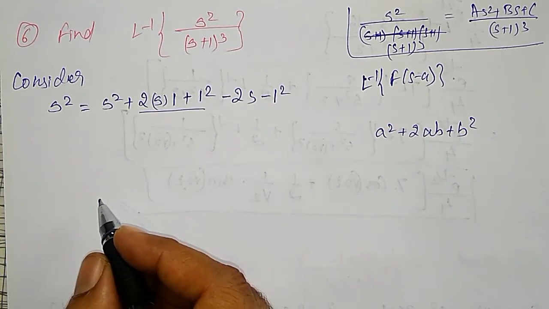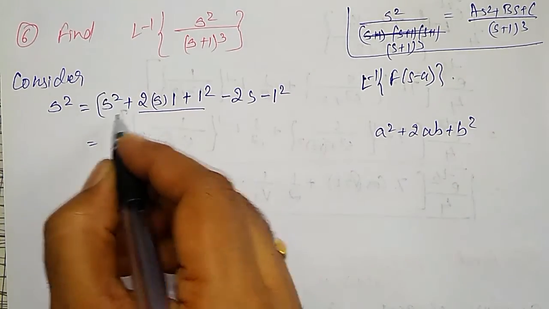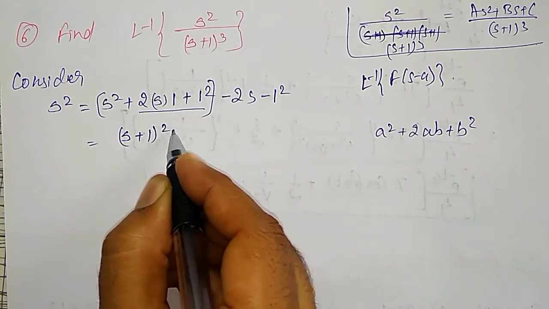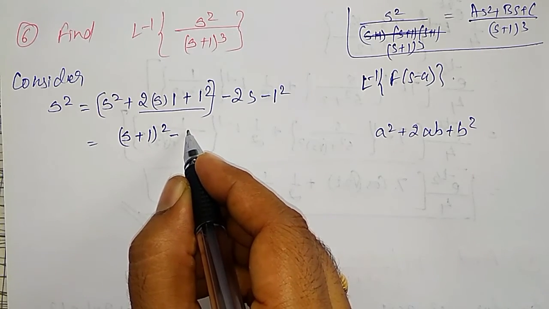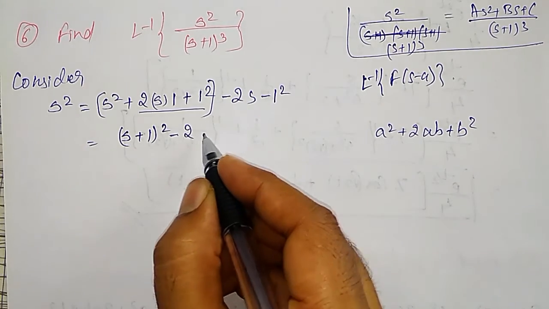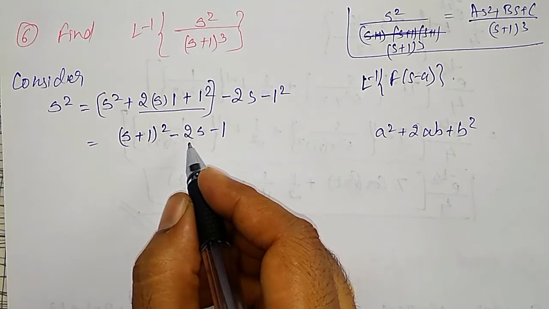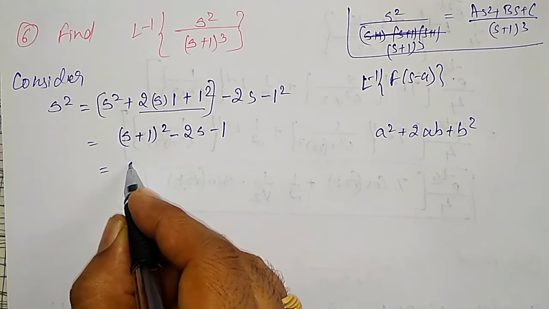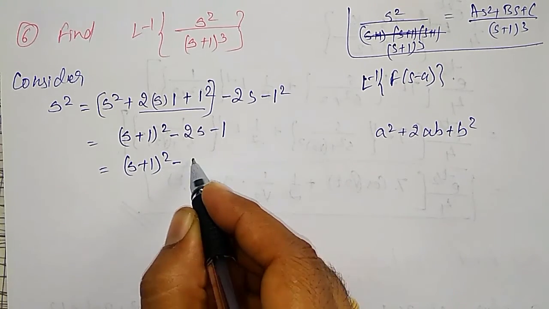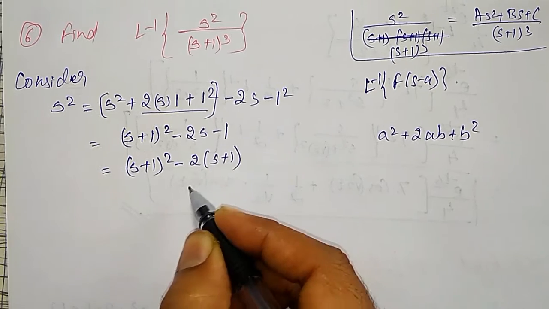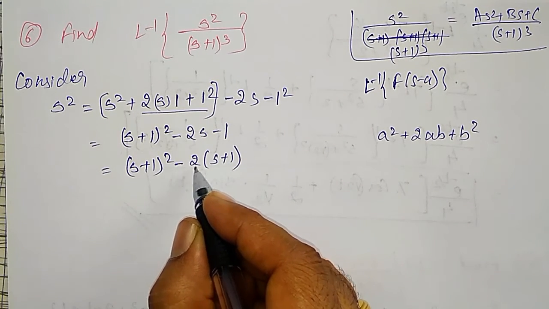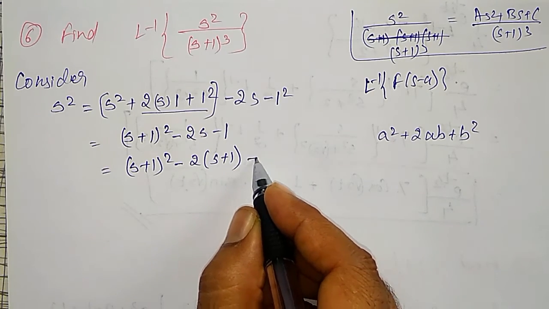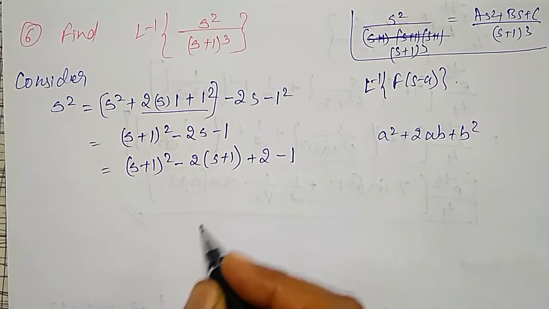I have to subtract. Then it will become, first using the first three terms again, s plus 1 square minus 2s minus 1. But again s is remaining here. This s also I have to make as s plus 1. That I will make as s plus 1 square minus 2 into s plus 1. What I have subtracted, minus 2 into 1. I have subtracted minus 2s. Sorry, minus 2. Therefore, I have to add 2, minus 1 as it is.